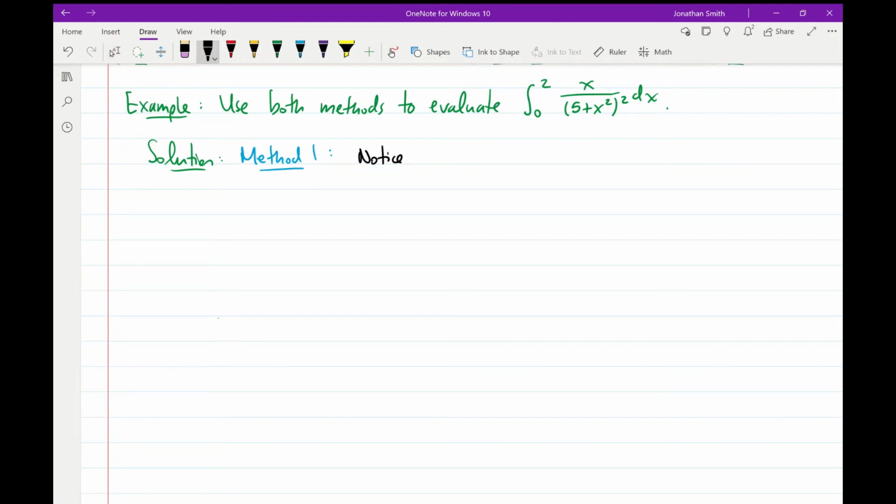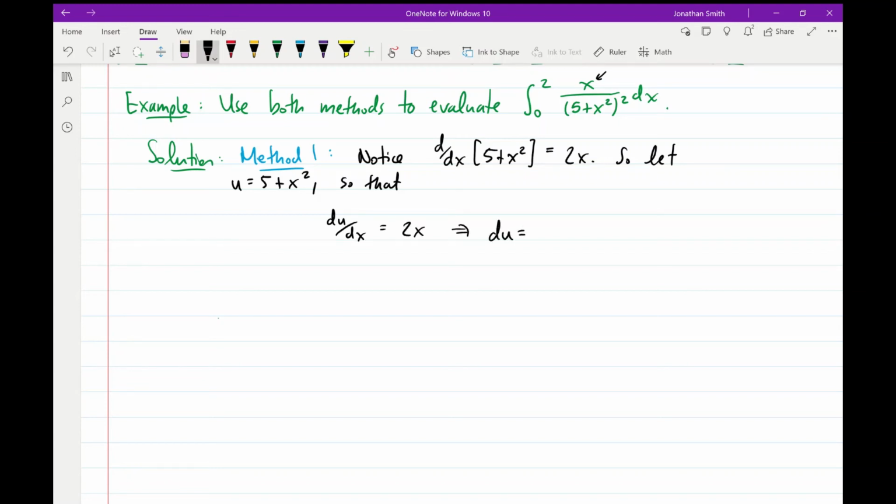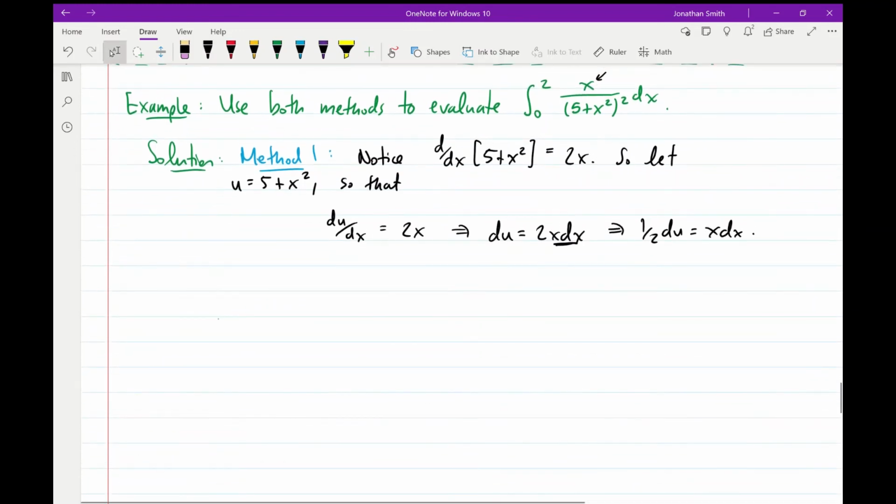All right, so notice that I have a 5 plus x squared inside of there, and if I take the derivative of 5 plus x squared, I get 2x, which is a constant multiple of this x showing up here. So let's say that again, the derivative of 5 plus x squared is equal to 2x. So we're going to let u be equal to 5 plus x squared, so that if I take the derivative of u with respect to x, I get a 2x, which implies that du is equal to 2x dx. But now I want just x dx on the right-hand side for substitution, so I get 1/2 du is equal to x dx.